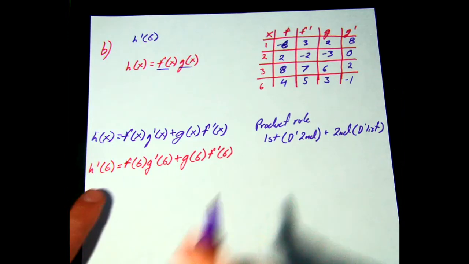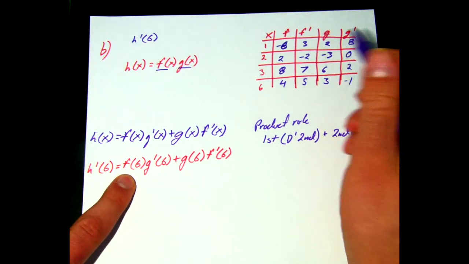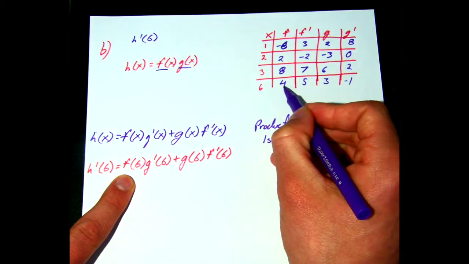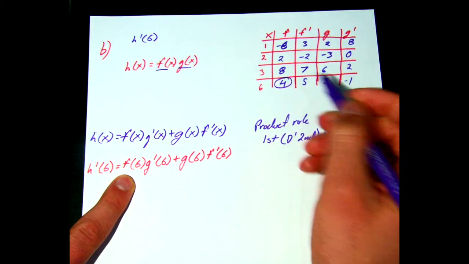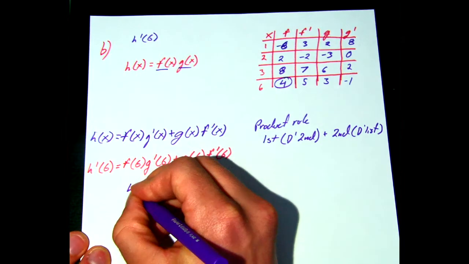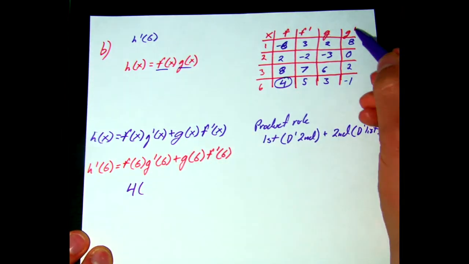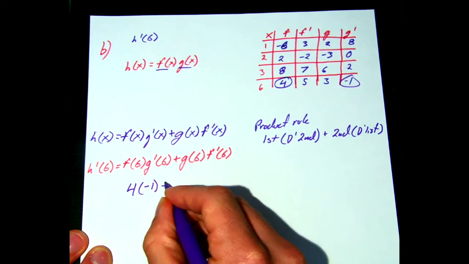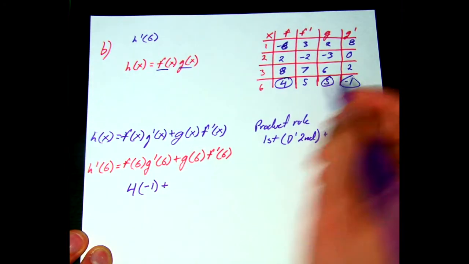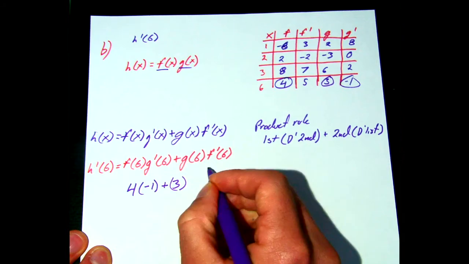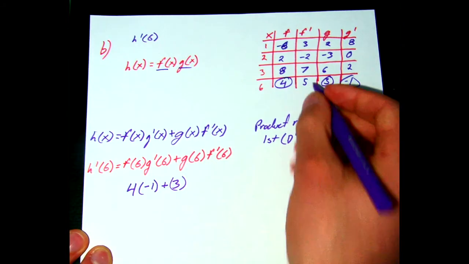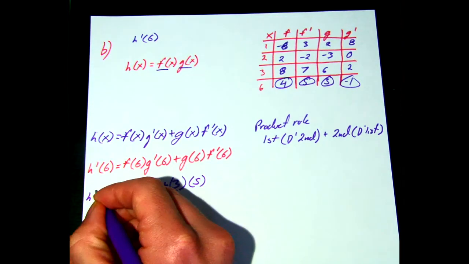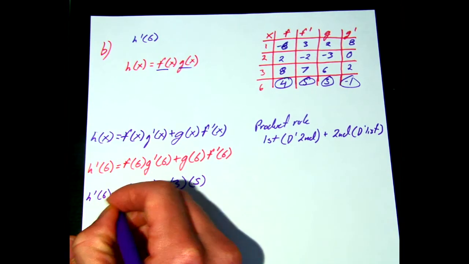Now, on the exam, you might be given a function, or you might be given one of these tables. I'm just going to read off the table. Oh, f of 6. So when x is 6, f of 6 is 4. So it would be 4. G prime of 6 is -1. Plus g of 6 is 3. F prime of 6 is 5. And make sure you say, oh, hey, this is h prime of 6, so that the grader knows.